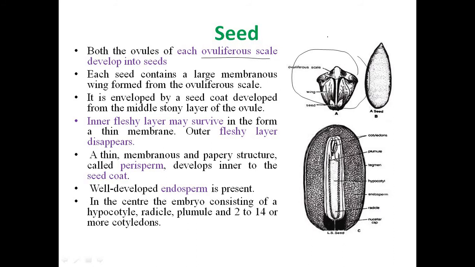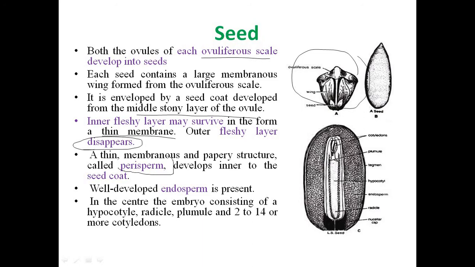As you know the structure of the ovule, there are three layers: outer, middle, and inner. Outer and inner are fleshy, and middle is the stony layer. So this ovuliferous scale is enveloped by a seed coat from the middle stony layer, and the inner fleshy layer may survive sometimes in the form of a thin membrane, whereas the outer fleshy layer disappears.